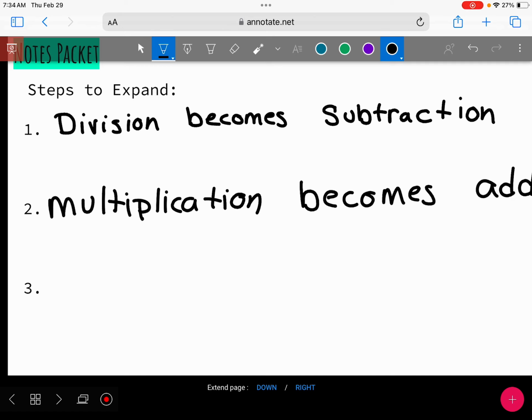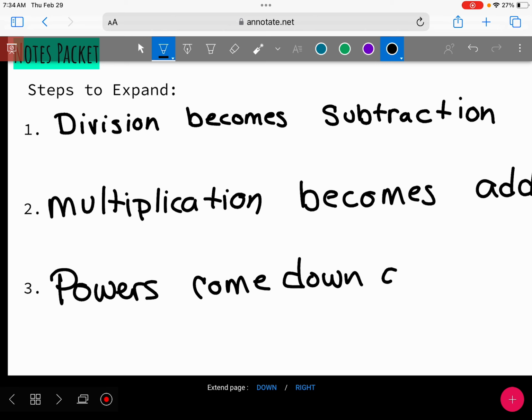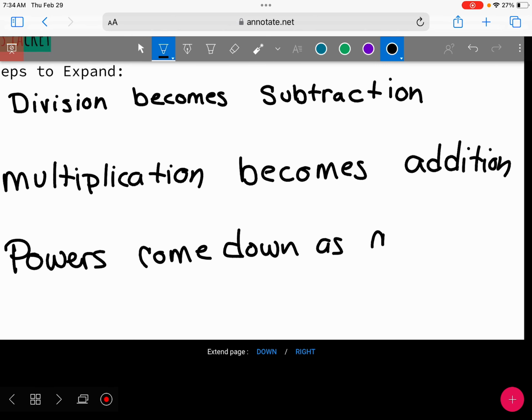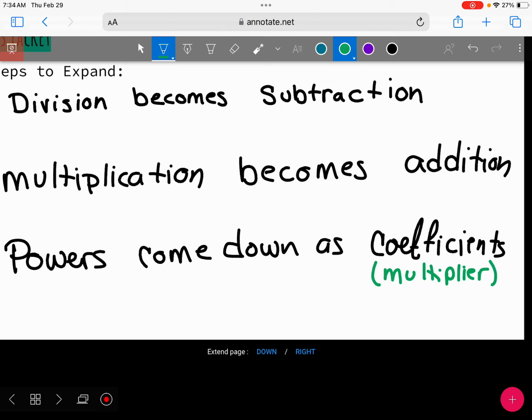And then our last step is that powers come down as coefficients. Or sometimes you can think of it as a multiplier. Either way is fine, whether you say coefficients or multipliers. But we're going to do division, then multiplication, and then powers.